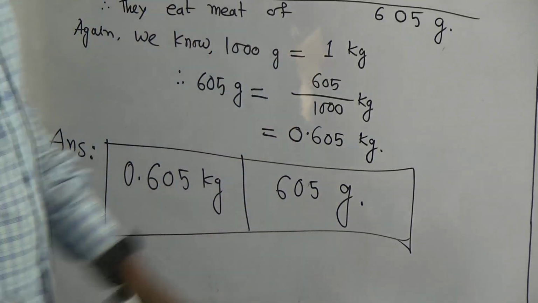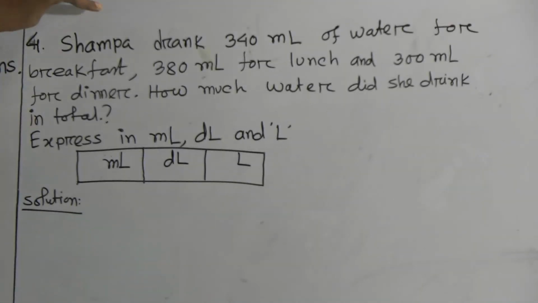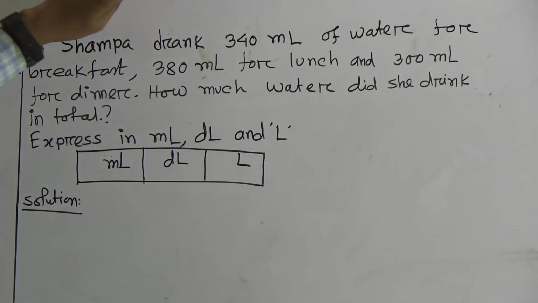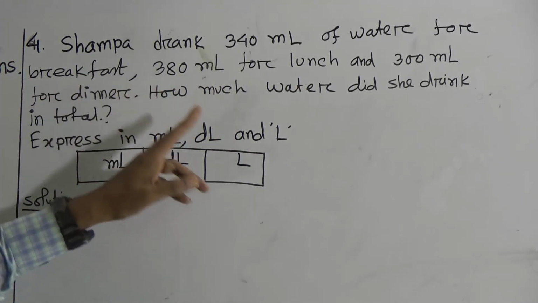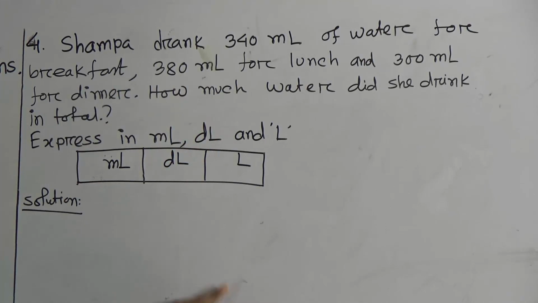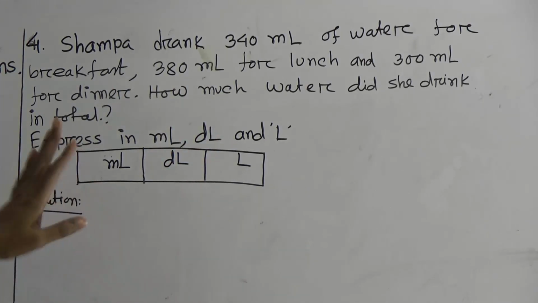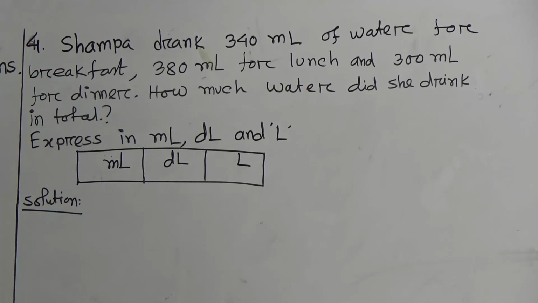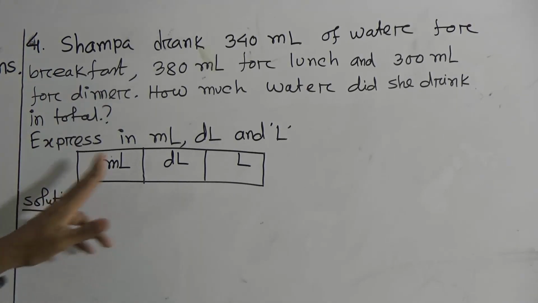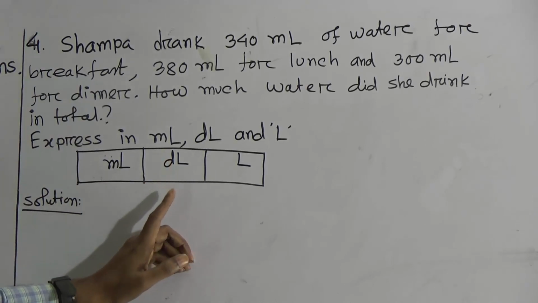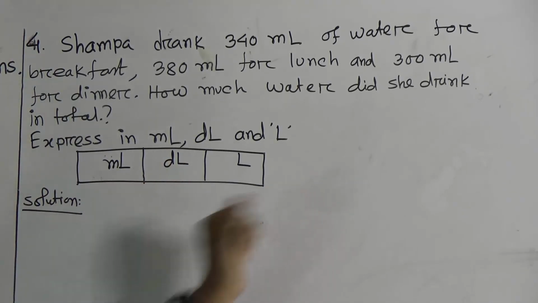Now I will solve question number 4. Look, student, Shampa drank 340 milliliter of water for breakfast, 380 milliliter for lunch, and 300 milliliter for dinner. How much water did she drink in total? Express in milliliter, deciliter and liter. Okay?